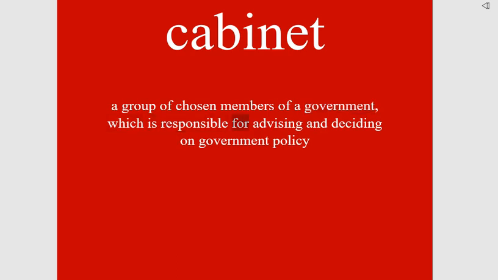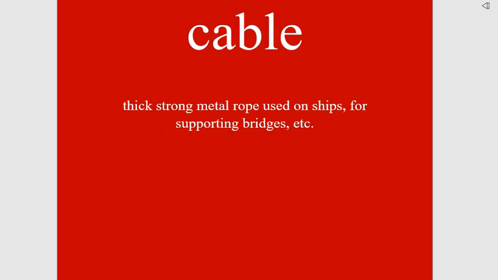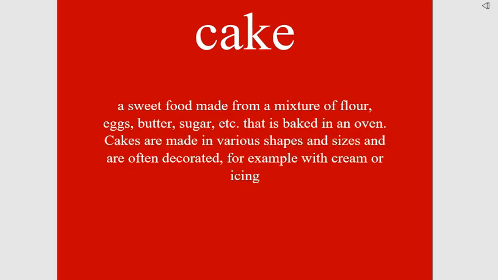Cabinet, a group of chosen members of a government, which is responsible for advising and deciding on government policy. Cable. Thick strong metal rope used on ships, for supporting bridges, etc. Cake. A sweet food made from a mixture of flour, eggs, butter, sugar, etc. that is baked in an oven. Cakes are made in various shapes and sizes and are often decorated, for example with cream or icing.